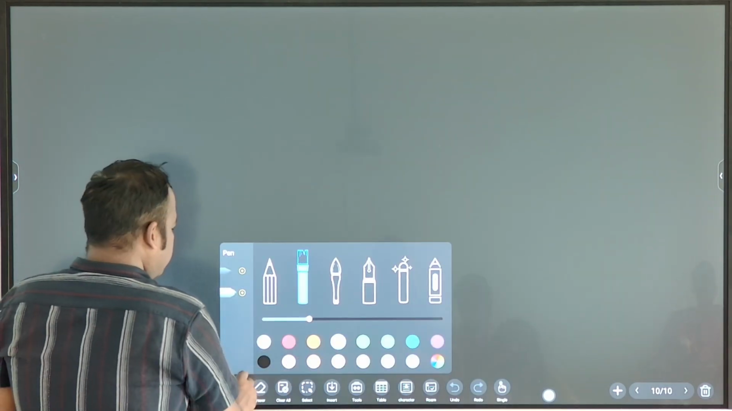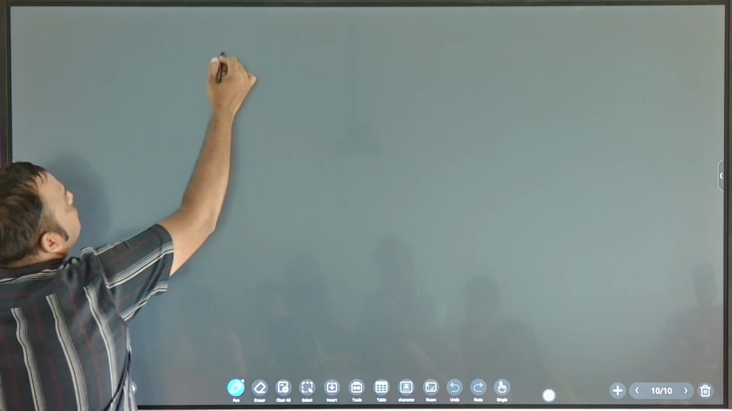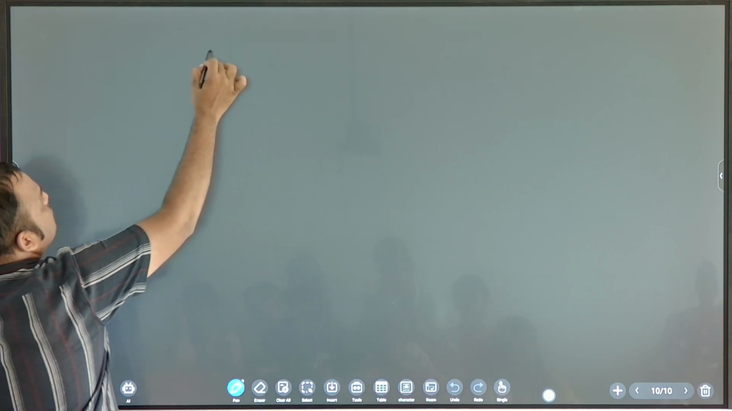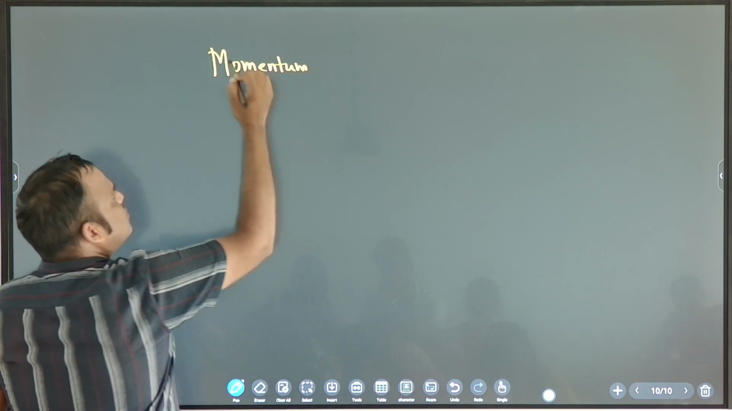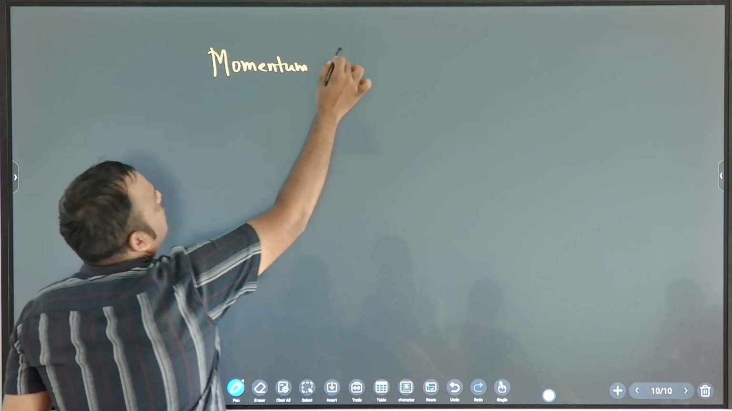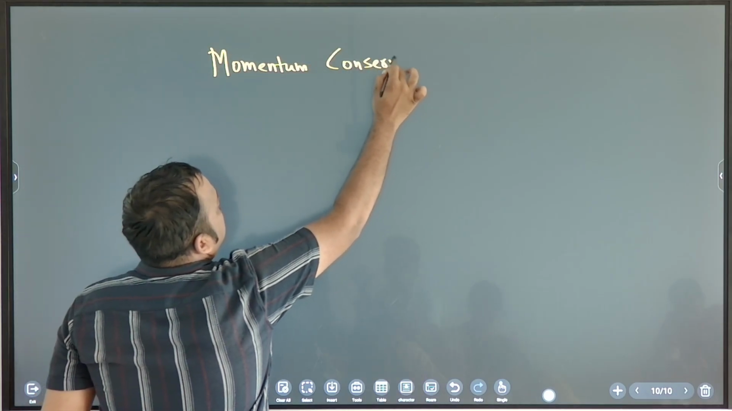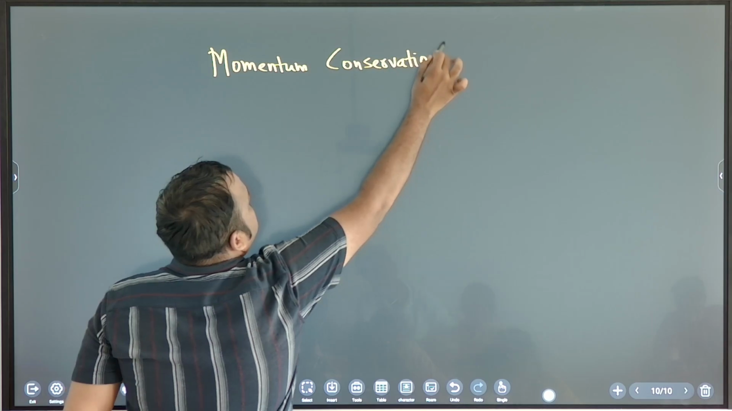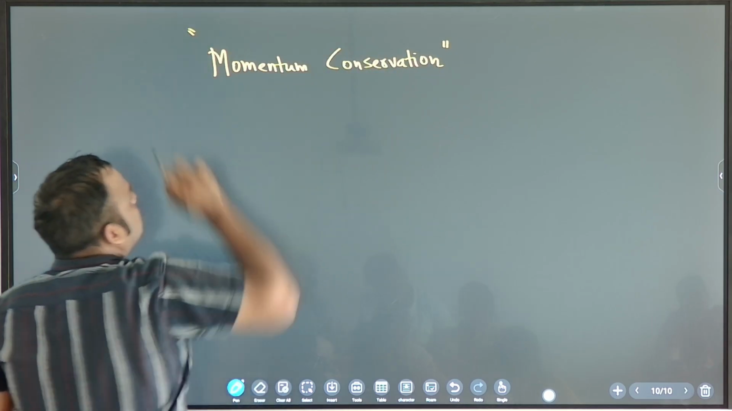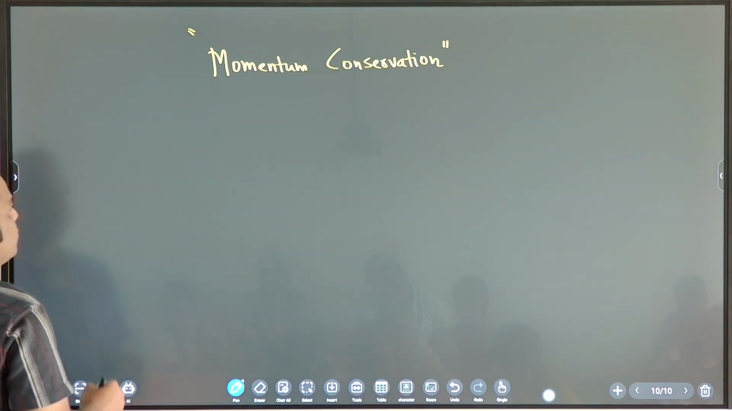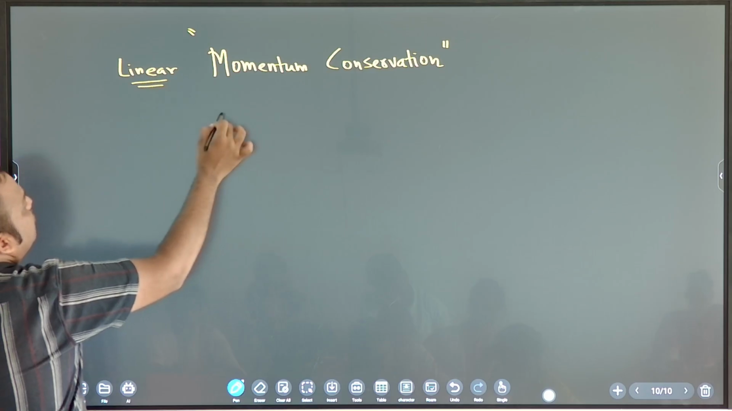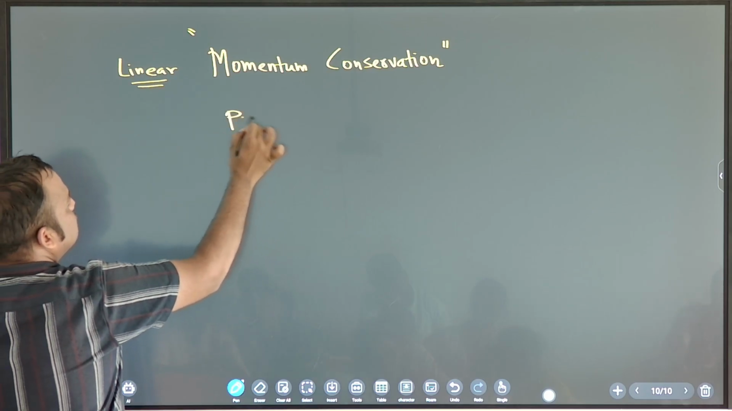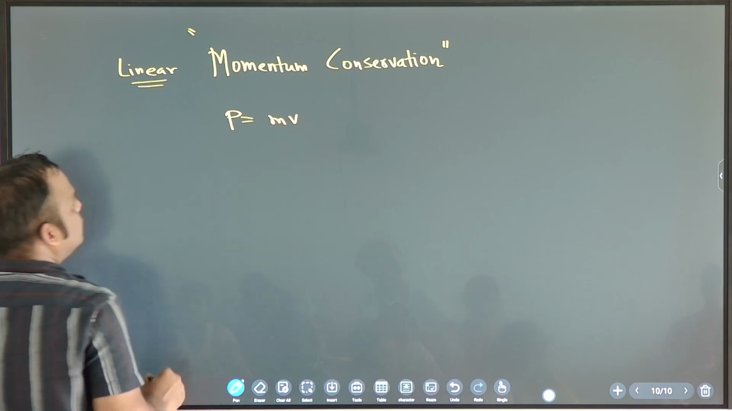So quickly, I am starting a new chapter, new topic, momentum conservation. Note down. Momentum. It is also an easy chapter, very easy. It is momentum conservation. Momentum conservation means linear momentum. What is the formula for linear momentum? P is equal to mv.